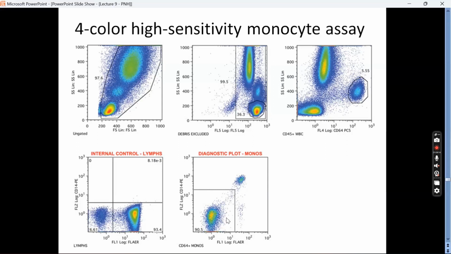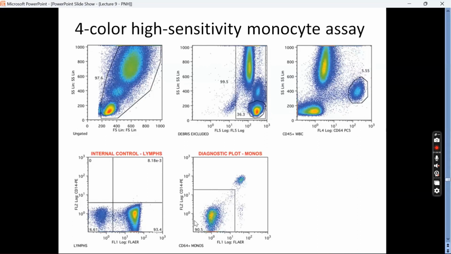Okay, now let me tell you certain things. The PNH clone in monocytes will always be larger compared to neutrophils. Okay, the PNH clone in monocytes, see, for example, here it is the other way around, but regularly the monocyte PNH clone will be greater when compared to the neutrophils.